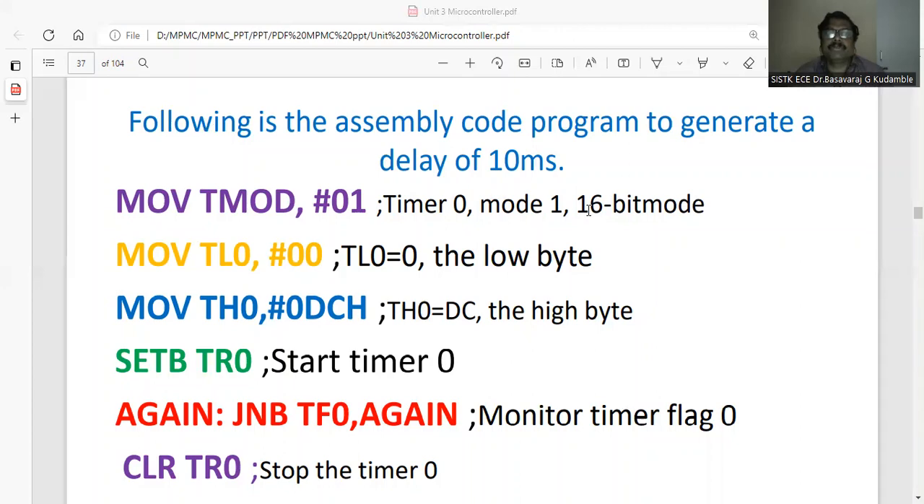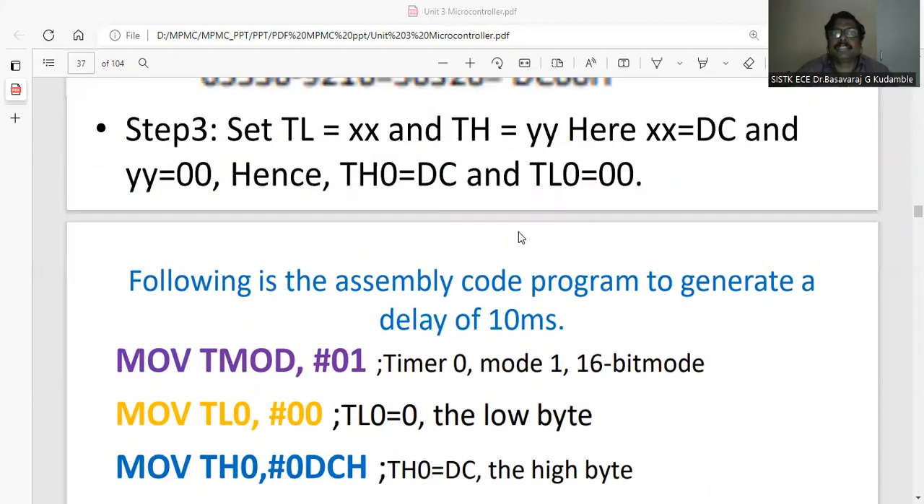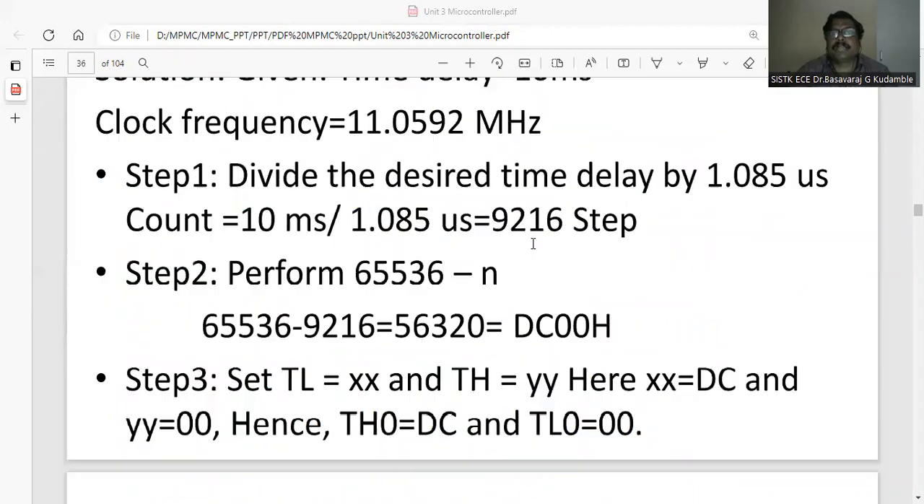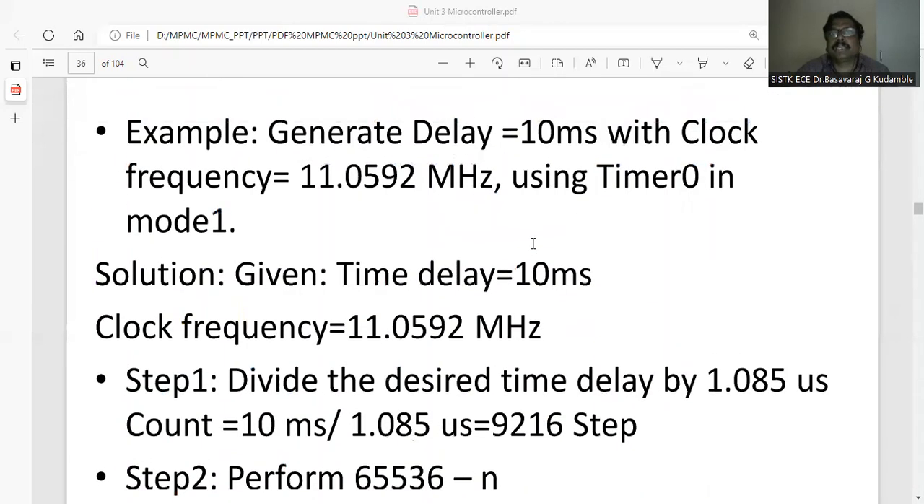So we need to know how to give the values so that we get the desired delay. Here we need a 10 millisecond delay. Let us see how we are going to get that value for the 10 millisecond delay. See here, the clock frequency is 11.0592 megahertz. This is the clock for the timer. This clock is divided by 12.